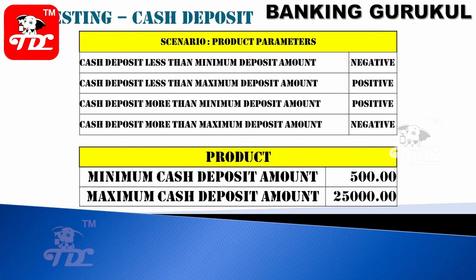Product level parameters. Every product, whether savings or current, has different product parameters. In product parameters, we will have a minimum deposit amount and a maximum deposit amount. In this scenario, I have taken product level parameters with a minimum cash deposit of 500 rupees and a maximum cash deposit of 25,000. The negative scenario is depositing cash less than the minimum, and another negative scenario is depositing cash more than the maximum. The positive scenario is depositing cash more than the minimum and less than the maximum.